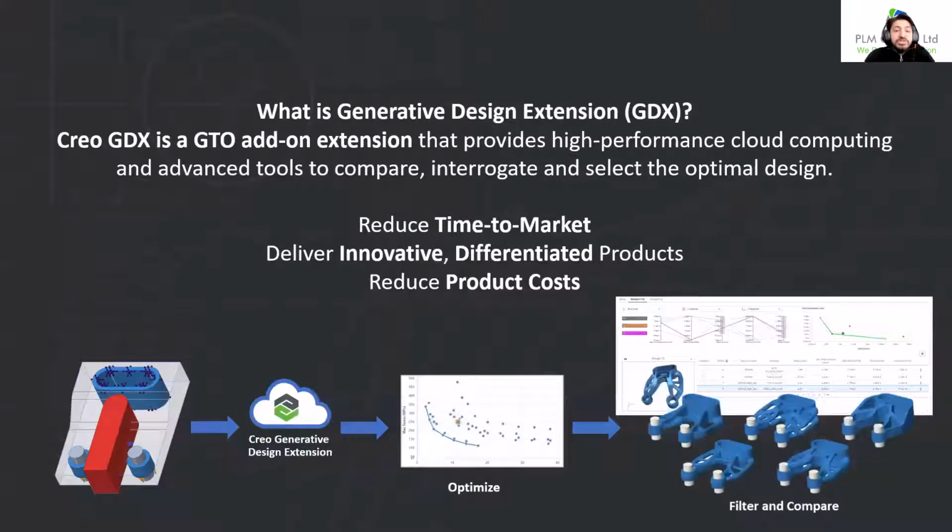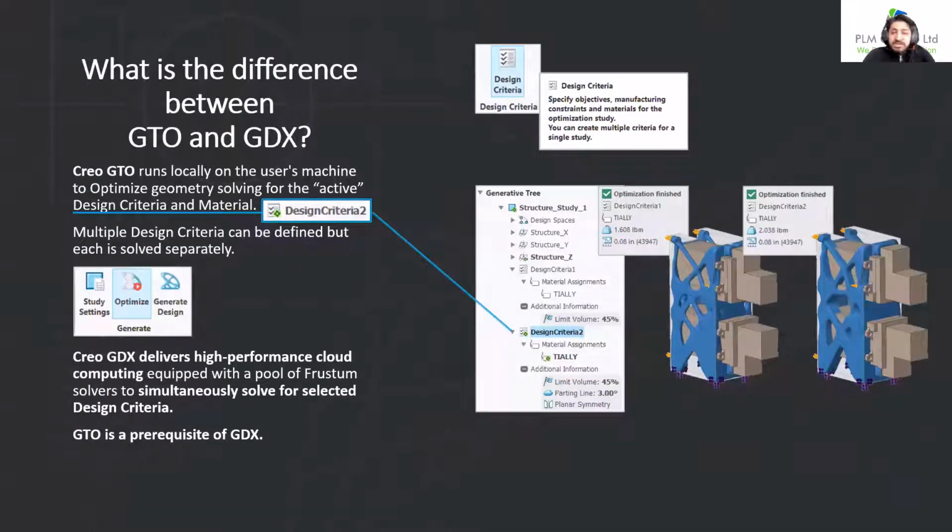Then we move on to the generative design extension. Now, generative design extension is an add-on to GTO, which is what we just spoke about earlier, and this allows you to work in the cloud. Apologies. So it provides high-performance cloud computing, which allows you to compare, interrogate, and select your optimal design done simultaneously altogether. So what is the main difference between the GTO and GTX?